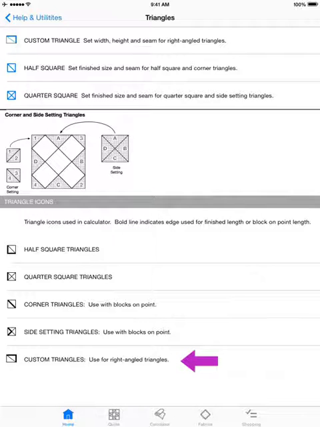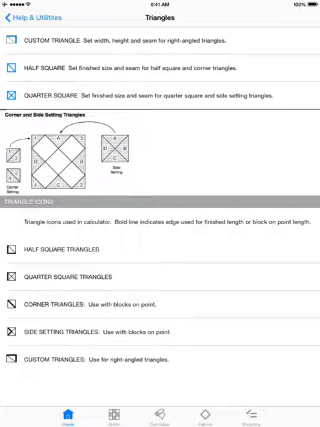And then custom triangles are used for right angle triangles that are typically derived from a rectangle. And you can see from the bold line what dimension the calculator is looking for when you are trying to determine yardage for a custom right triangle. Let's go back up to the top of the screen and take a look at the Custom Triangle Calculator.